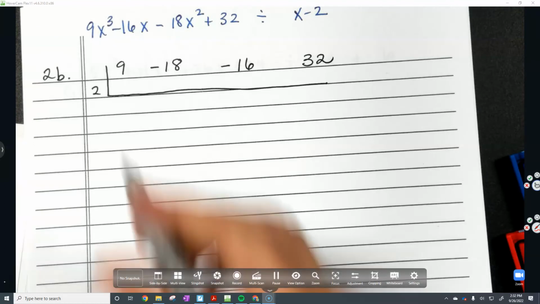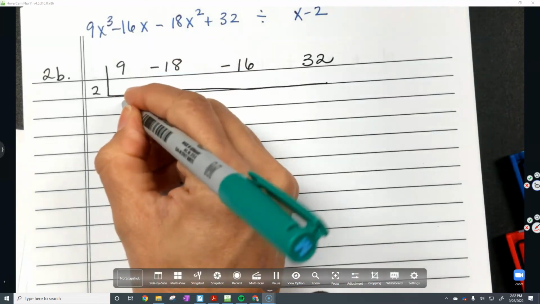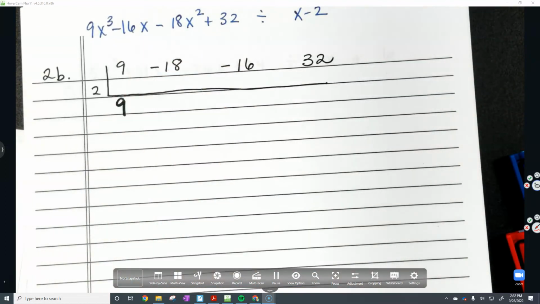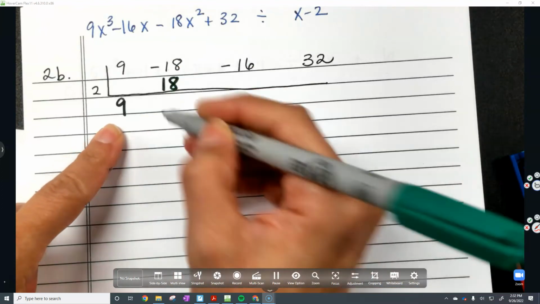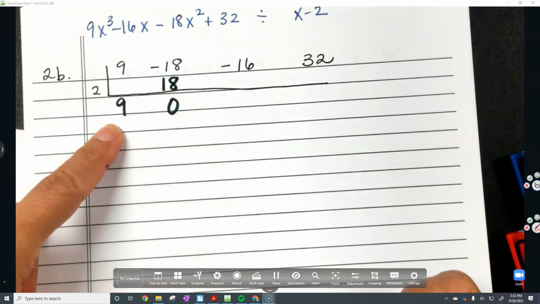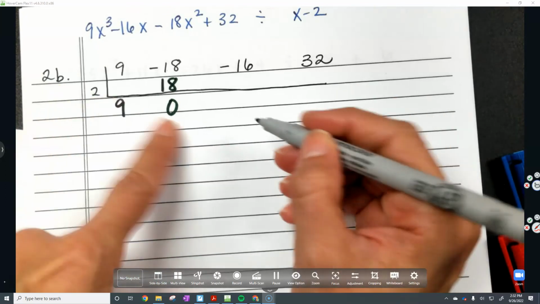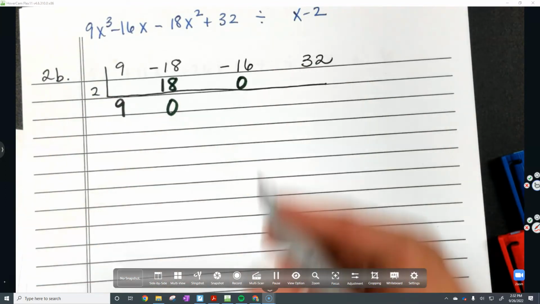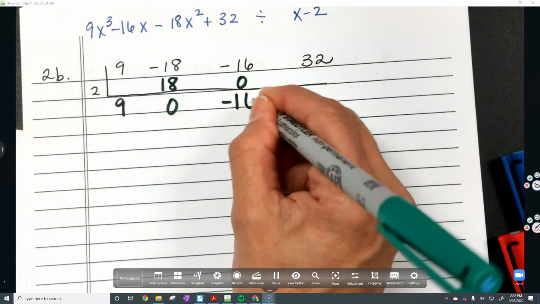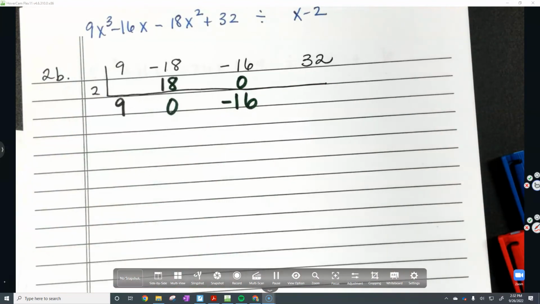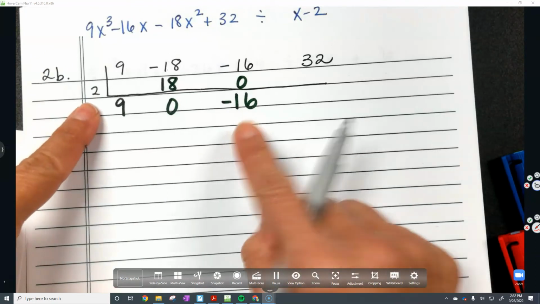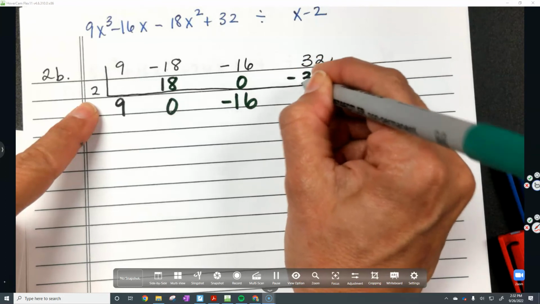All right. So guys, we're going to bring down the first term. You never mess with the first term. You just bring it straight down. We're going to multiply. That's going to give us a positive 18. That's going to be a 0, which means the next term is going to be a 0. Bring down a negative 16. And then 2 times, what's 2 times negative 16? What is it? Oh, that is so awesome.